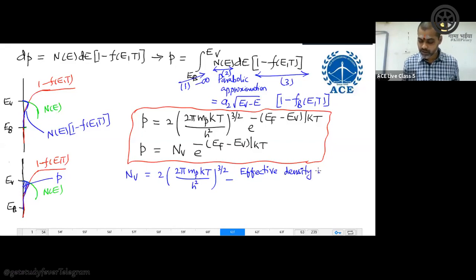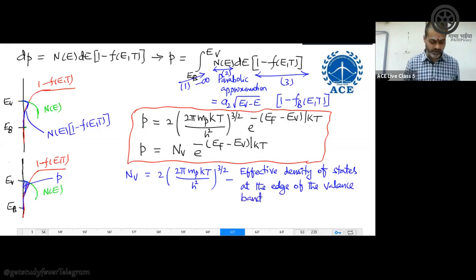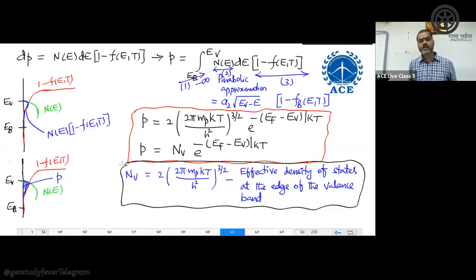Effective density of states. Where? At the edge of the valence band. Okay, so this is important. I am not saying that it is the density of states. What it is? Effective density of states at the edge of the valence band here. Earlier it is conduction band, now it is valence band. Hope I am clear. Yes.